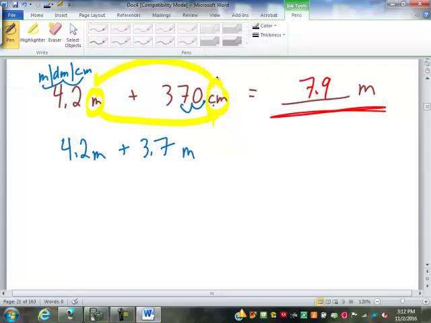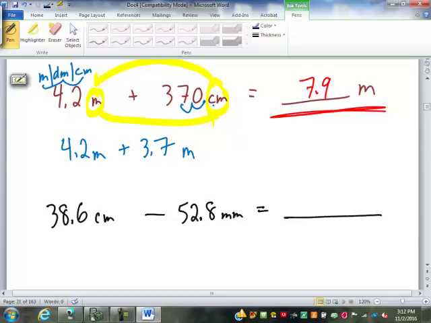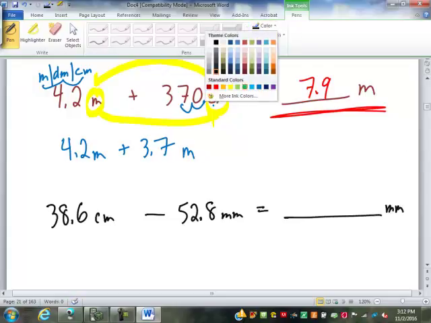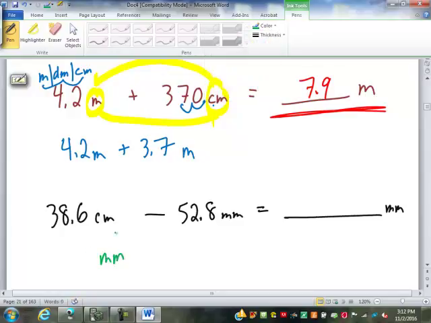Same with subtraction. We just have to have the same units. If we have something like 38.6 centimeters minus 52.8 millimeters. Let's say I tell you that I want that answer to the nearest millimeter. So now this time, centimeters are going to have to become millimeters. On our chart, millimeters would have been the next number here. Centimeters to millimeters is 1 spot to the right. My decimal point goes 1 spot to the right.